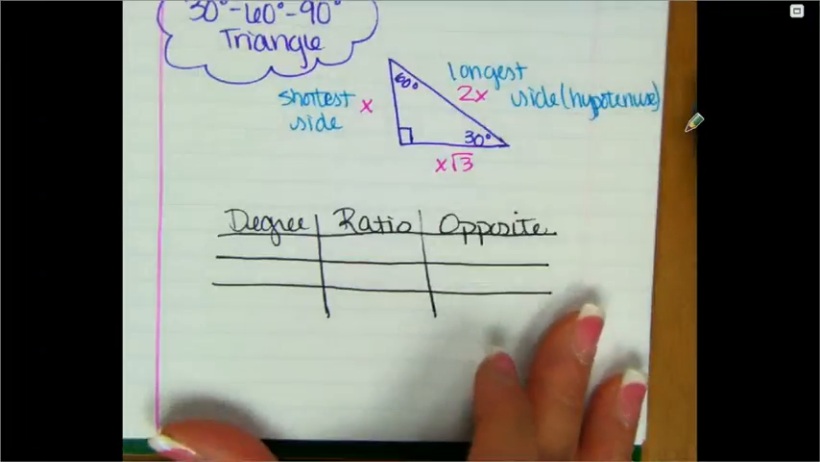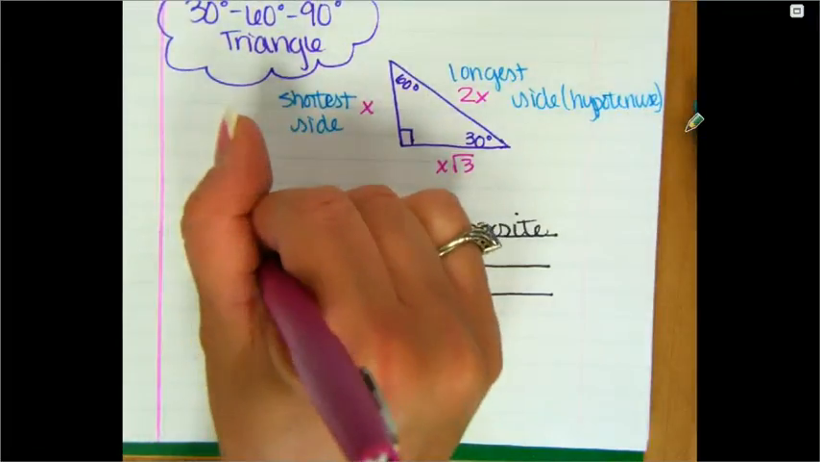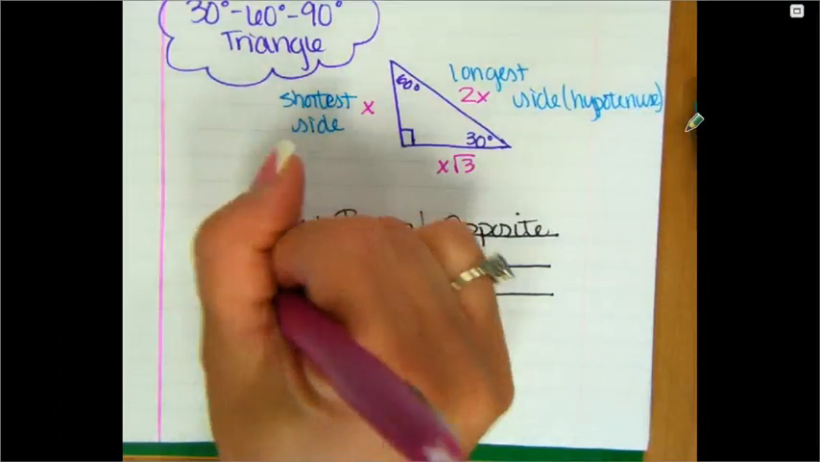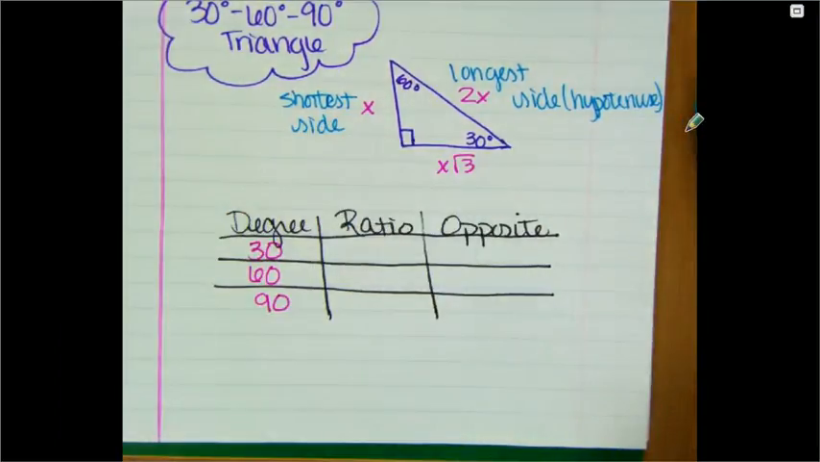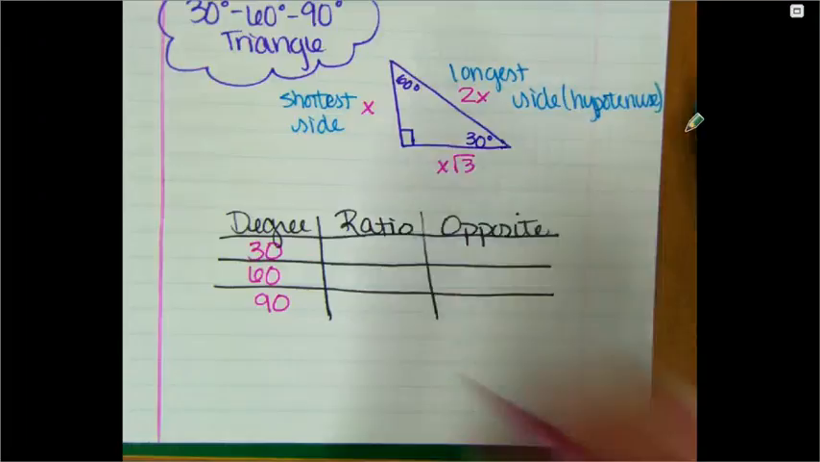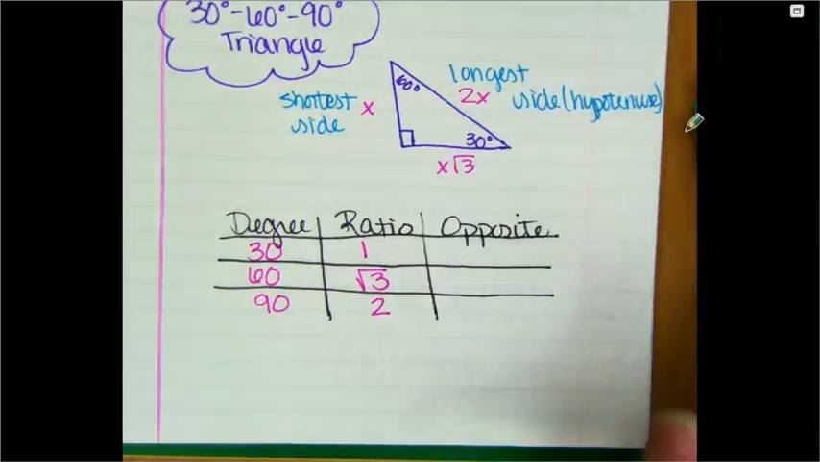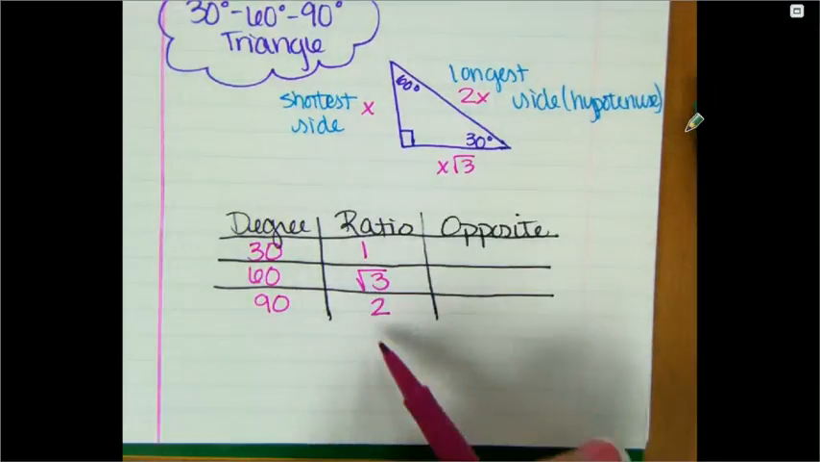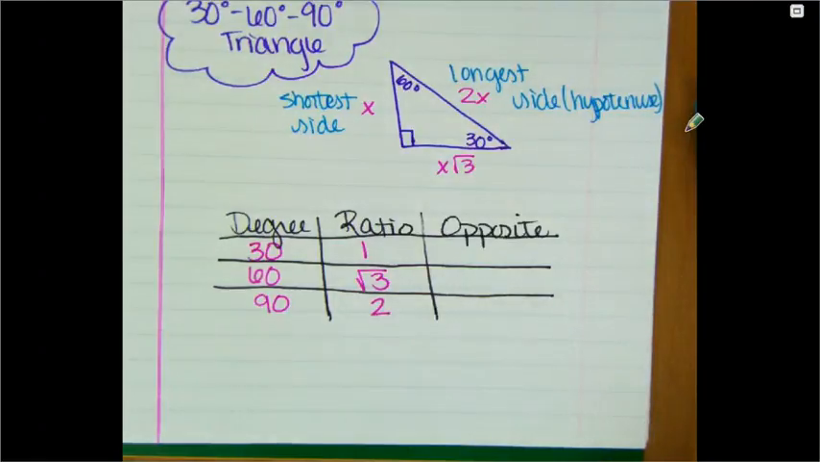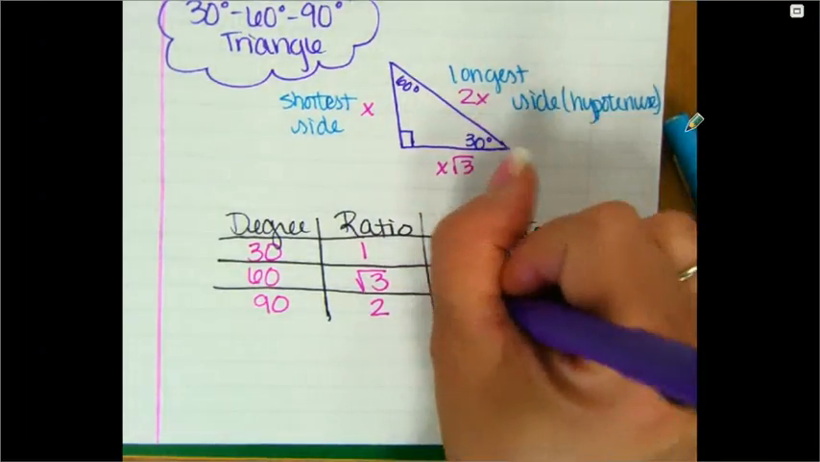Your degree will be least to greatest. So least one is 30, then 60, last is 90. Thank you, Jess. Your ratio is always the same. 1, radical 3, 2. It is also least to greatest. Just so you know, radical 3 is smaller than 2. If I plug radical 3 in the calculator, it's probably 1.5 or so. I don't know. Okay? Opposite still comes from where? Comes from the triangle.